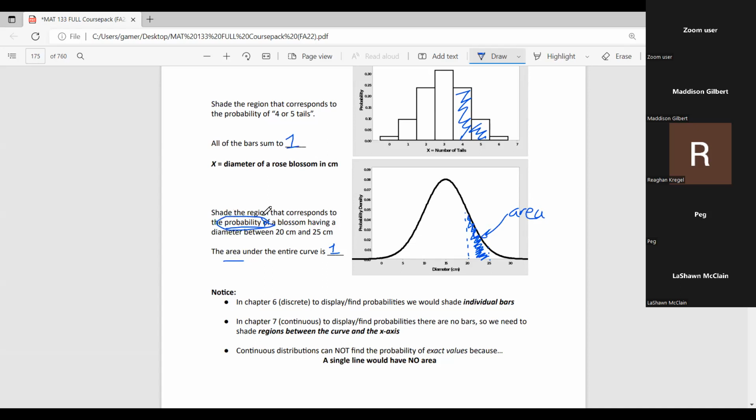I'm going to make you all say it. Someone say it or type it. What is the area the same as? Oh, you're giving me the answer. Nice, Reagan. I want to know, what does area mean, generally speaking? It's the same as what concept?